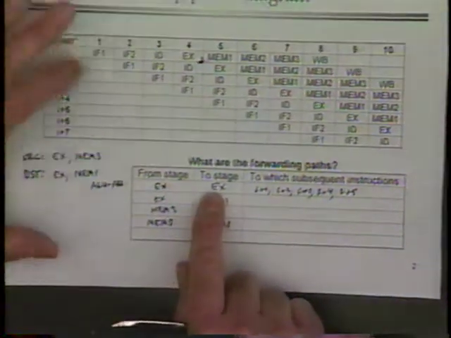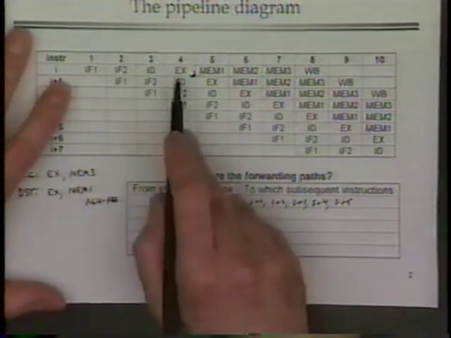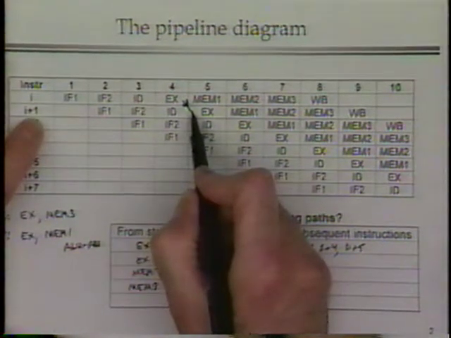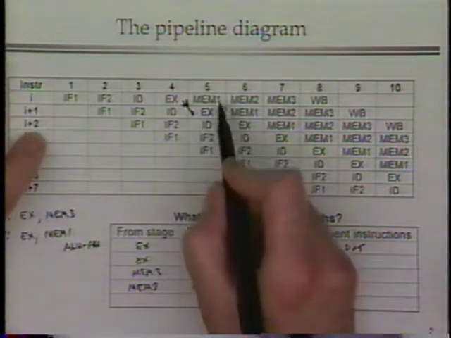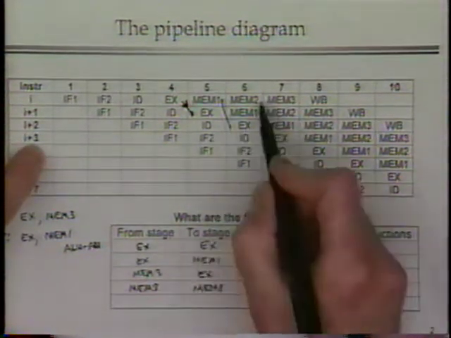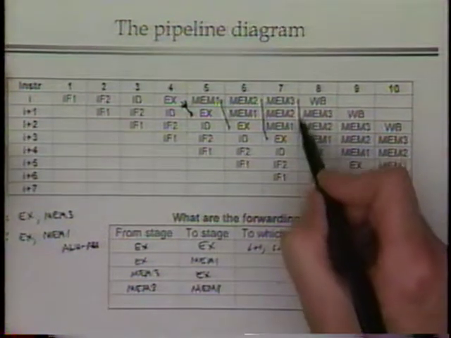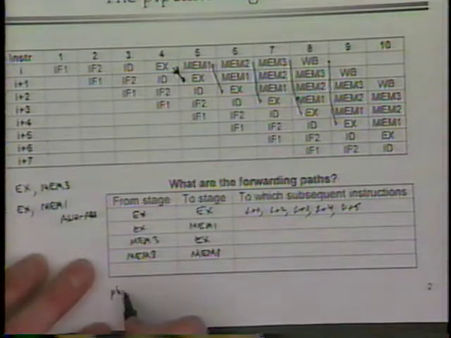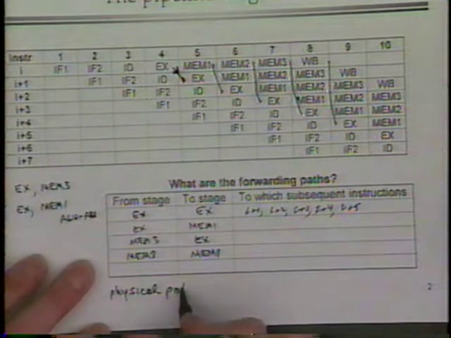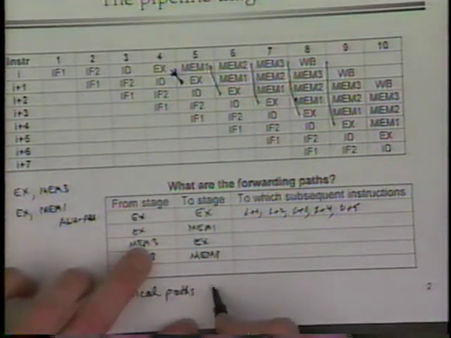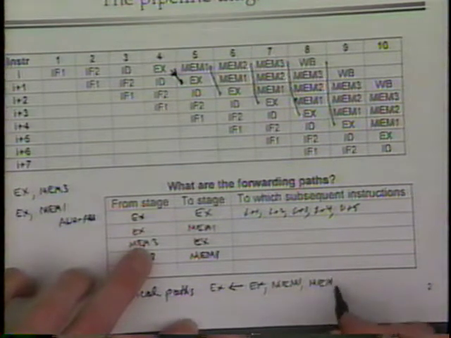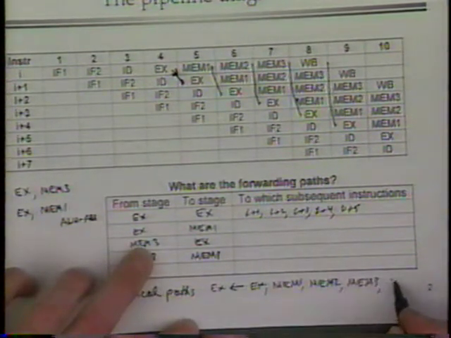So let's go back to forwarding from execute to execute. Those are the logical forwarding paths from execute to execute on each of the following instructions, what are the physical paths? Well, we can forward from execute to execute for one instruction away. For 2 instructions away, we'll need to forward from MEM1 to execute. For 3 instructions away, from MEM2 to execute. 4 instructions, MEM3 to execute. And 5 instructions right back to execute. So if we keep track down on the bottom of the physical paths we need, we've got execute coming from execute, MEM1, MEM2, MEM3, and right back.